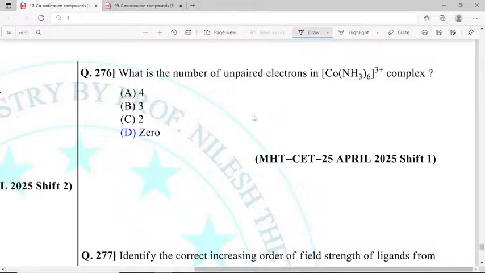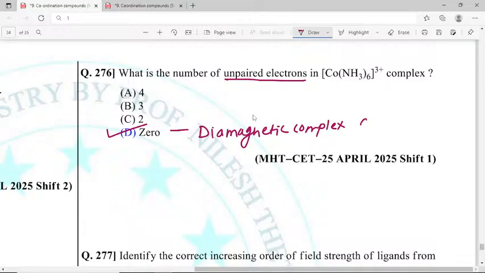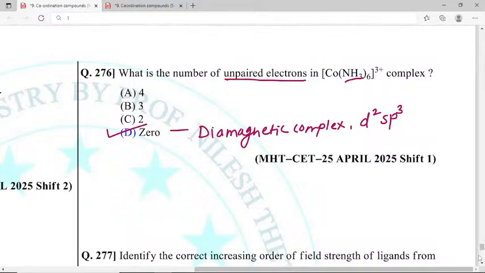What is the number of unpaired electrons present in the CoNH3 complex? 0, because this is a diamagnetic complex. Hybridization d2sp3. D2sp3 type of hybridization, diamagnetic complex. Strong field ligand is there. Ammonia is a strong field ligand. That's why, because the pairing takes place before hybridization.